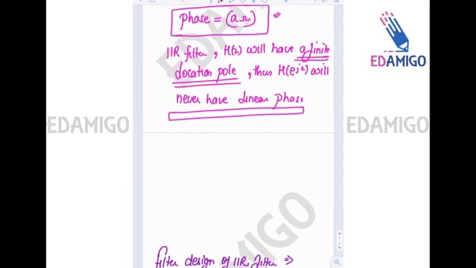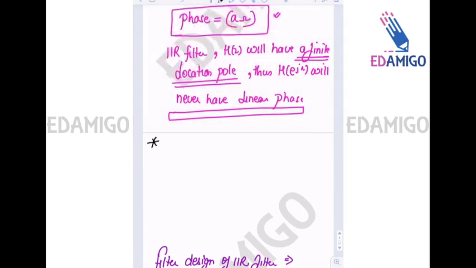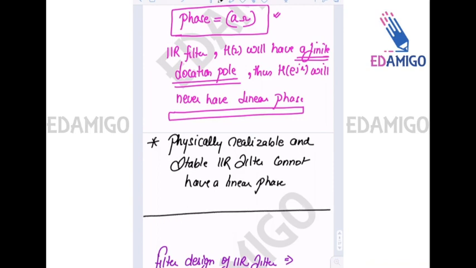that will always be true. Okay, so the statement is: a physically realizable and stable IIR filter cannot have a linear phase. Okay, but the FIR filter can have that.